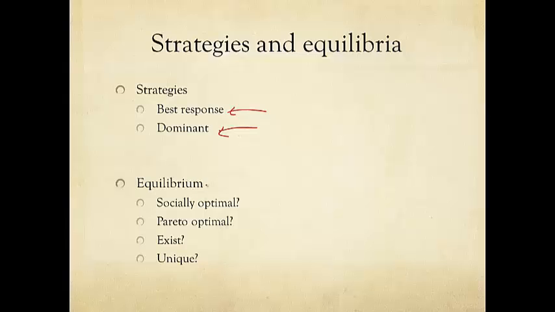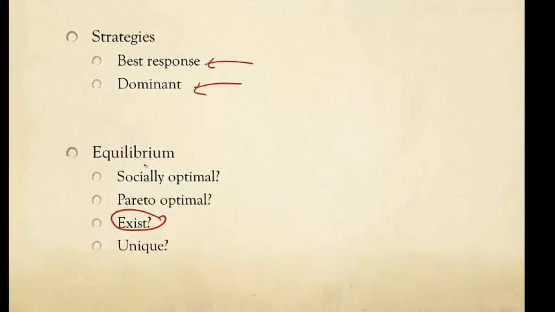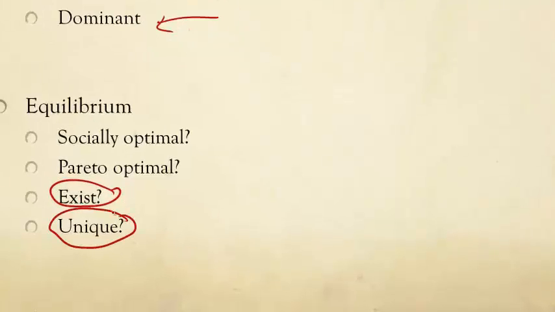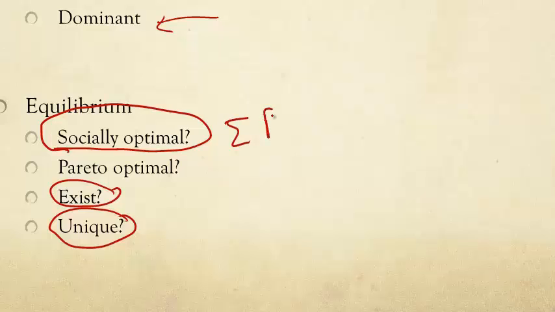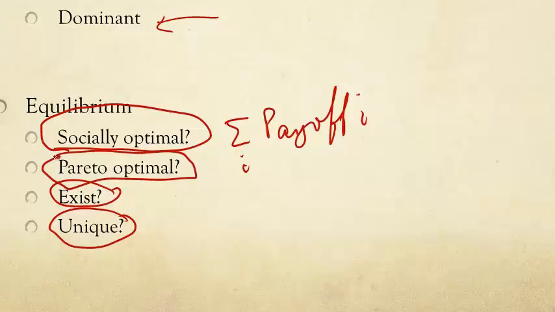So we see that Nash equilibria may not exist. Well, both examples we just saw, they exist. It may not be unique. We saw an example with two Nash equilibria. And none of the Nash equilibria might be socially optimal, maximizing the summation of payoffs, or even be Pareto optimal.